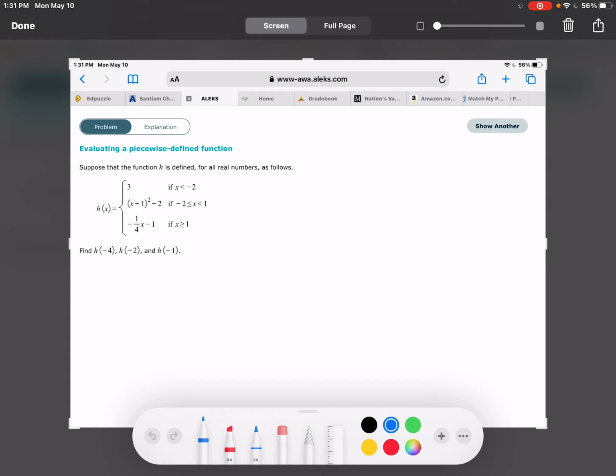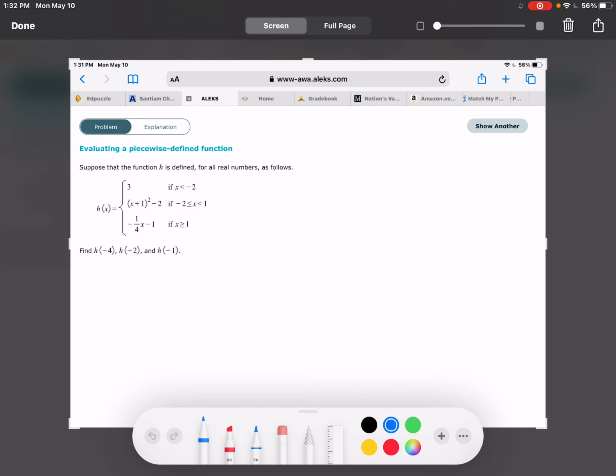Let's talk about evaluating a piecewise defined function. So in a piecewise function, we're just talking about a graph that does more than one thing. So in this case, if we look at this, we have three different pieces going to our equation.